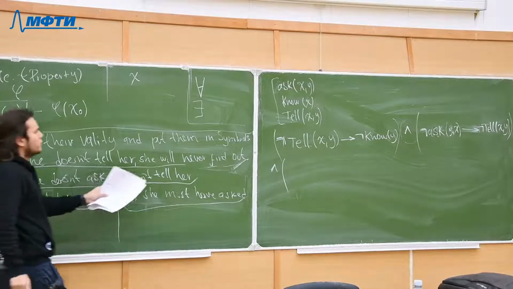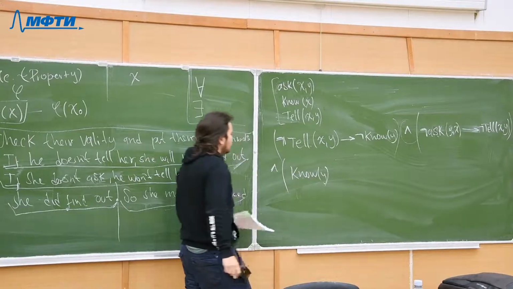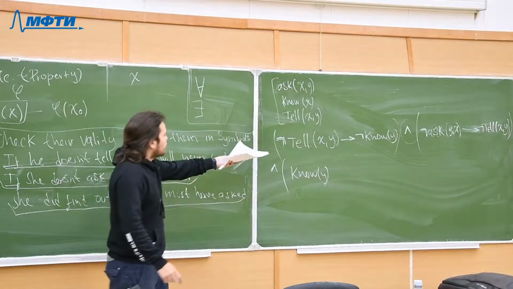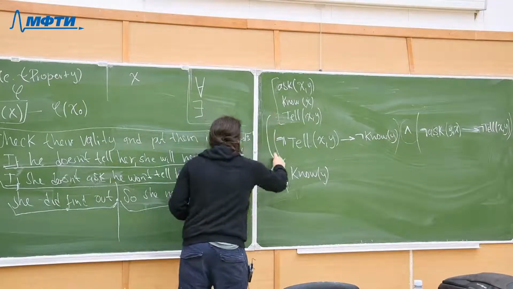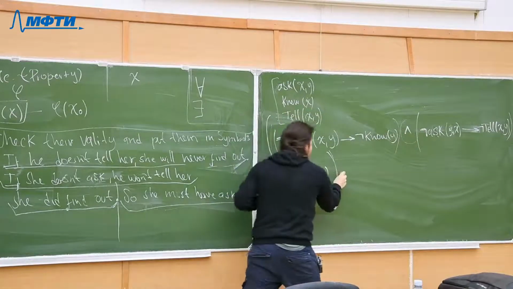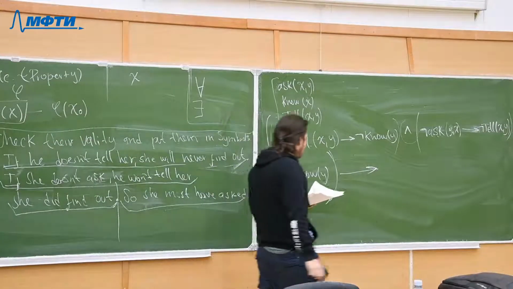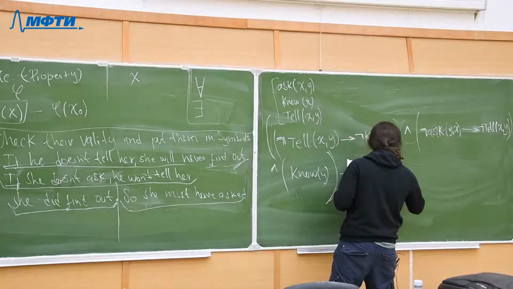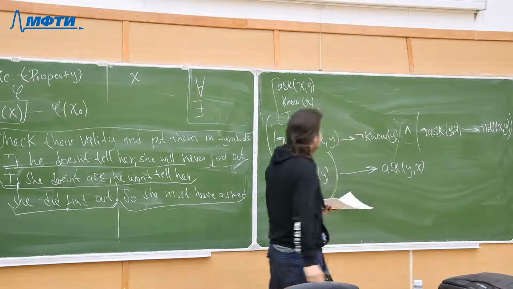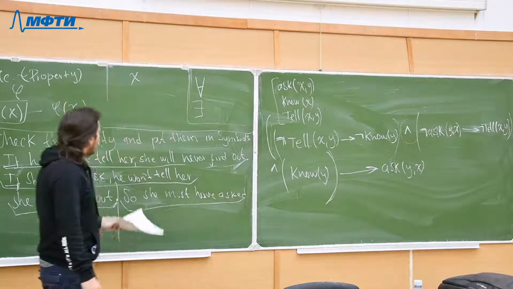She did find out, so she knows, right? So we have three statements, and this is everything, all this is one statement, and we have the following. So she must have asked. And that's it. So it's written in symbols.